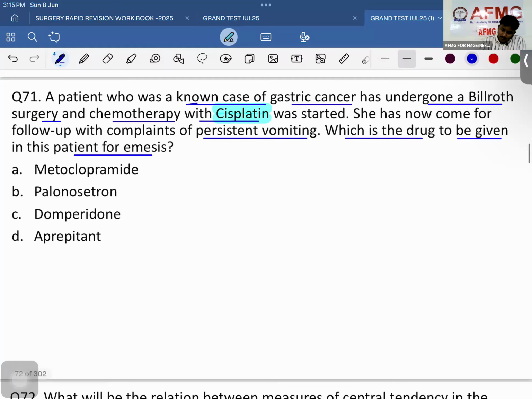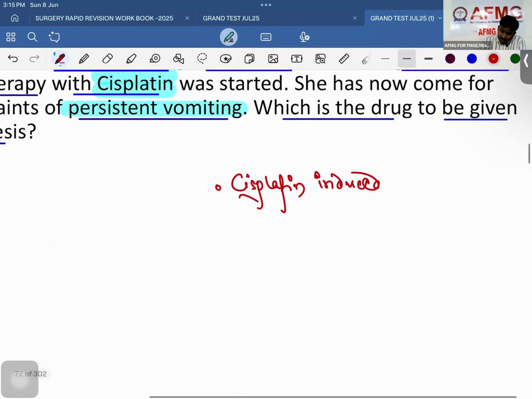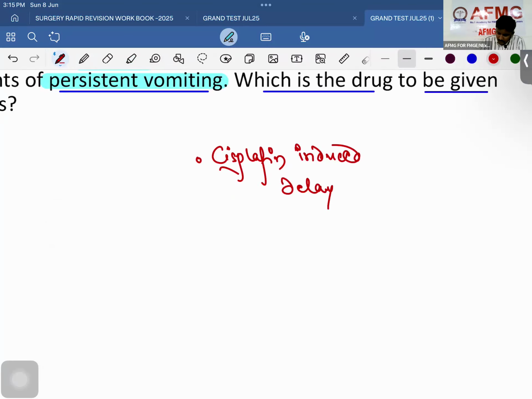So I hope all of you are quite aware, beta, if there is cisplatin-induced vomiting. So this is a classical one. We know cisplatin is known to cause early vomiting or delayed vomiting. Cisplatin causes a delayed vomiting, usually after 24 hours. So there is cisplatin-induced delayed vomiting. And in cisplatin-induced delayed vomiting, what is the drug of choice, beta? Is it cetrons or pitants?